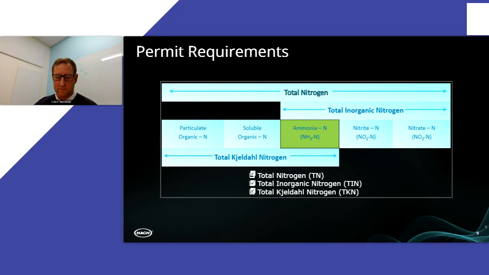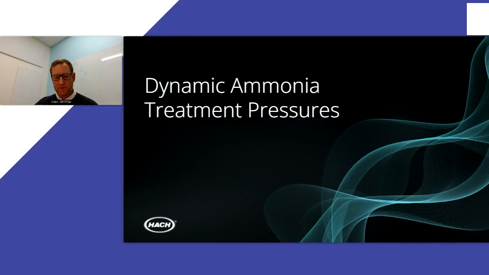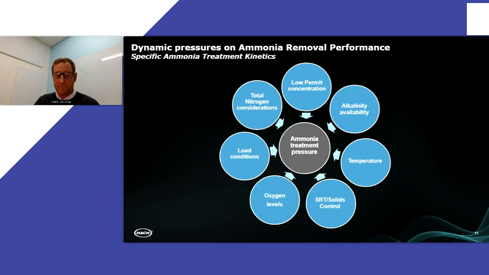And so it makes it so that ammonia is the most commonly found nutrient on permits. And so if you don't have it already, it may be coming in the future. So when we're talking about treating for ammonia, it's a biological process, and there are lots of things, and I probably didn't even list everything that could cause issues with our biological process.